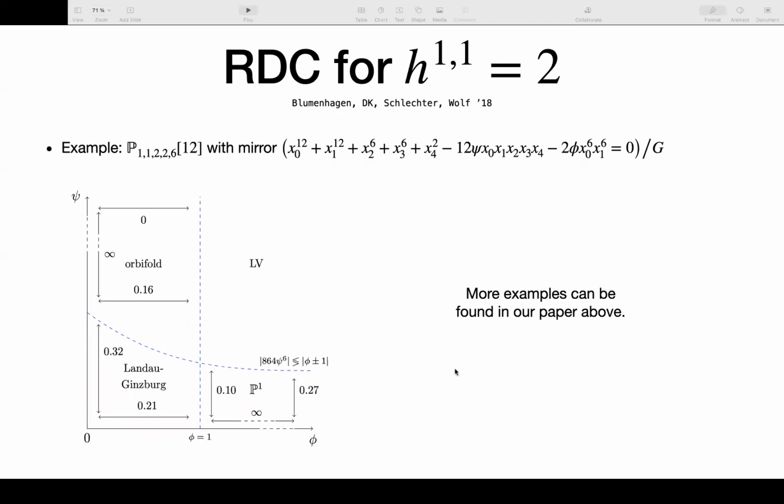Now, this was the example of the degree 12 hypersurface in P11226. And we computed geodesics and other trajectories on this moduli space and basically measured the characteristic diameters of these phases. And as you can see, these diameters are always very small. You will never find a region where you can go, let's say, 100 Planck lengths before you reach large volume. And more examples can be found in our paper. Okay, so that's nice, but these are just examples.